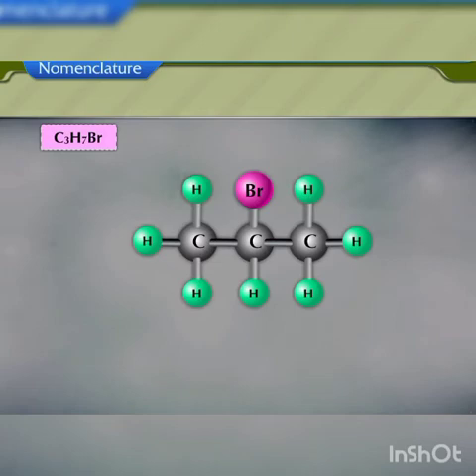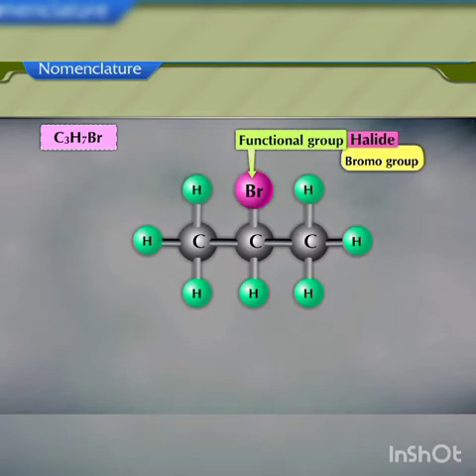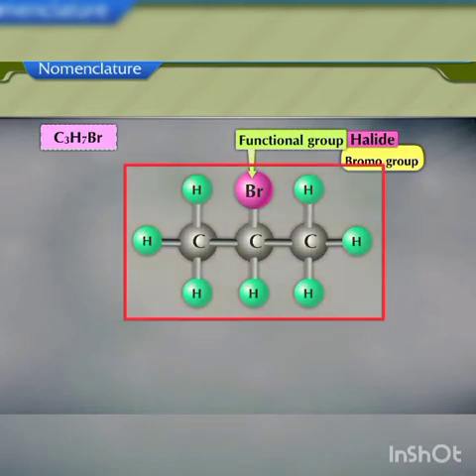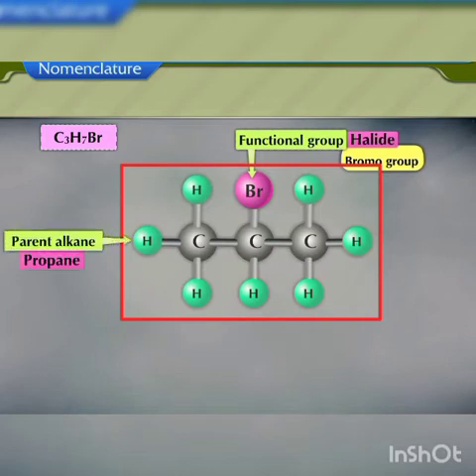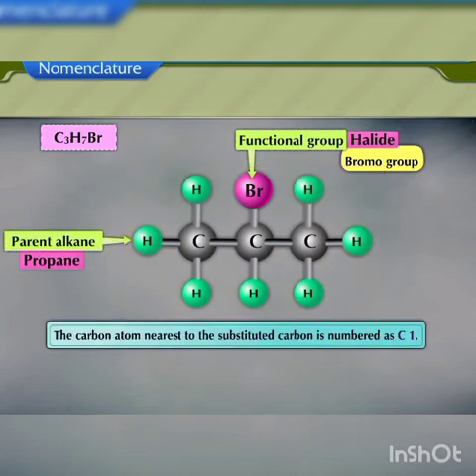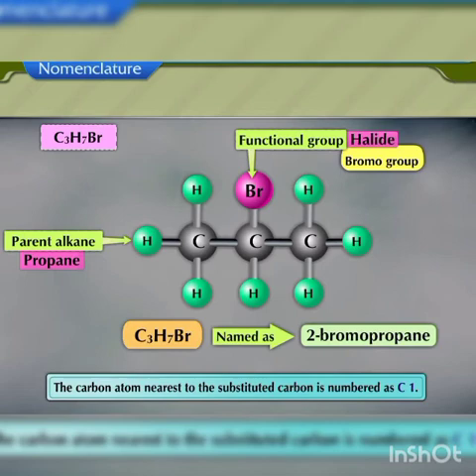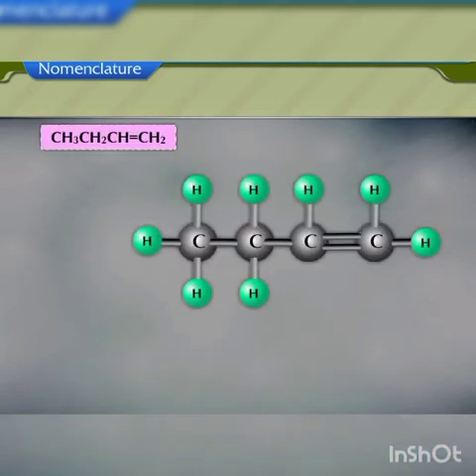Consider the given molecule. In this structure, one hydrogen atom is substituted by the Br group. The functional group is a halide, that is, a bromo group. Select the longest chain of carbon atoms. In this compound, the longest chain is of 3 carbon atoms and it is in a straight chain. Therefore, the parent alkane is propane. The carbon atom nearest to the substituted carbon is numbered as C1. Since the bromo group is attached to the second carbon atom, the compound is called 2-bromopropane.